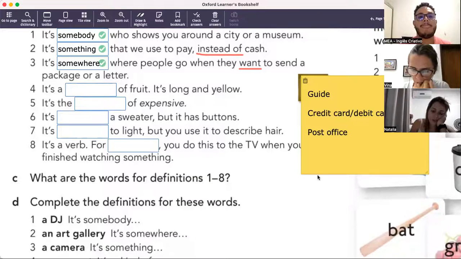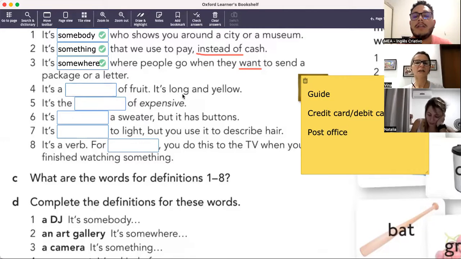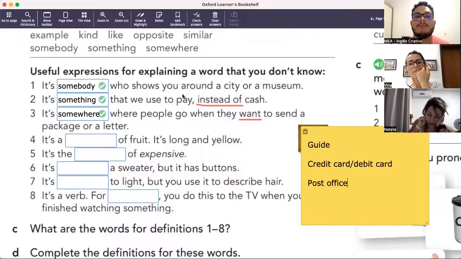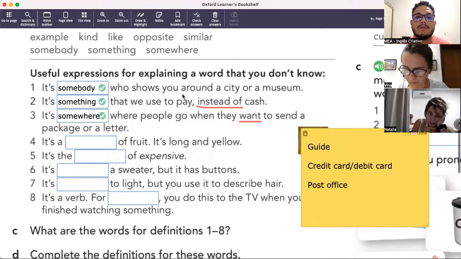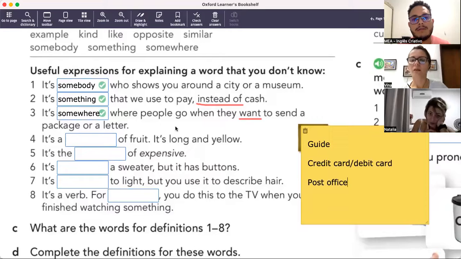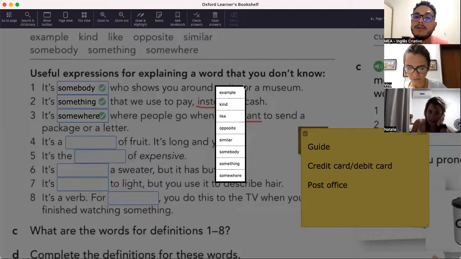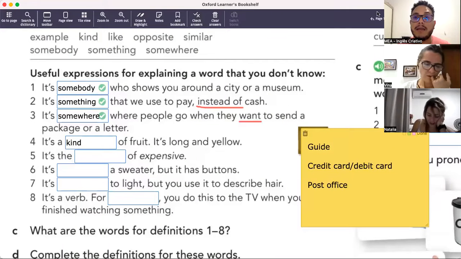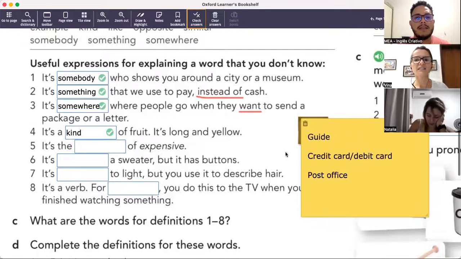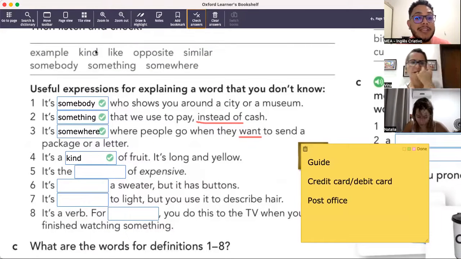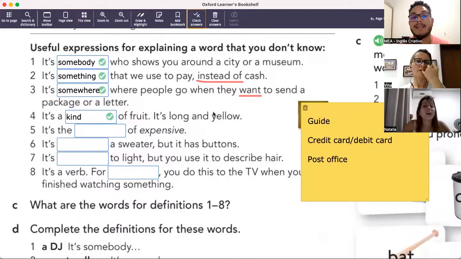Number 4. It's a kind of... No, it's similar. It's a kind of. You are correct. My bad. It's a kind of. Não é kind of? Yes, dear, it is. Eu pensei que não era kind porque eu achei que já tinha o off aqui no kind, but you're correct. Orange.